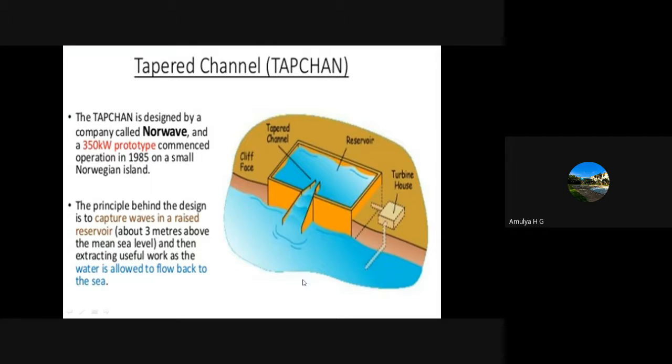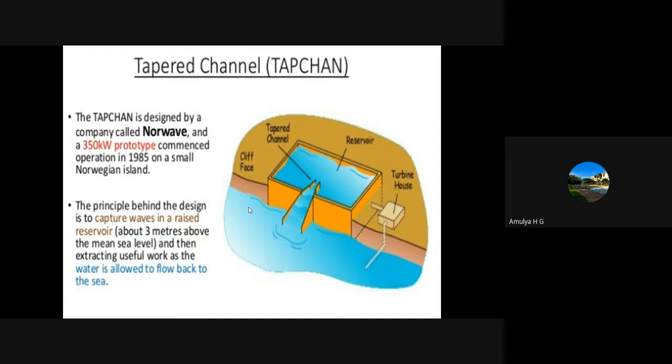In this, the water enters through a narrow, tapered chamber into the reservoir. This type of device was first implemented in Norway, with a generation capacity of 350 kilowatt. This is a prototype model which was built in the year 1985. The principle behind it is similar to the overtopping device.